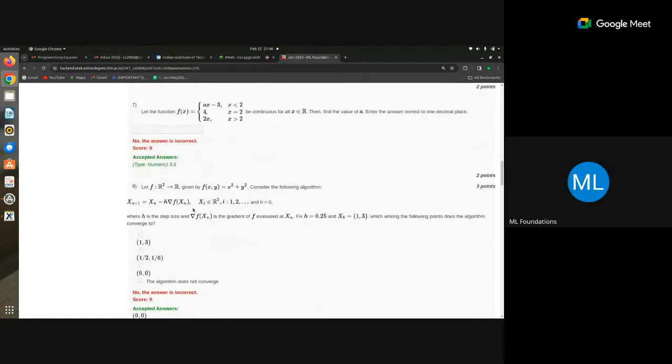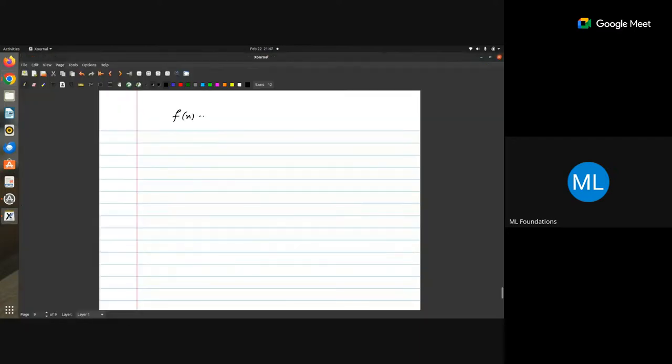Okay, so let the function f of x be ax minus 3, 4, and this, be continuous for all x in that range. Find the value of a. Can you just tell me this function? Ax minus 3 when x is less than 2. It is 4 when x is equal to 2. It is 2x when x is greater than 2.